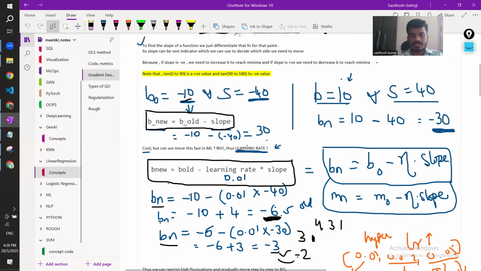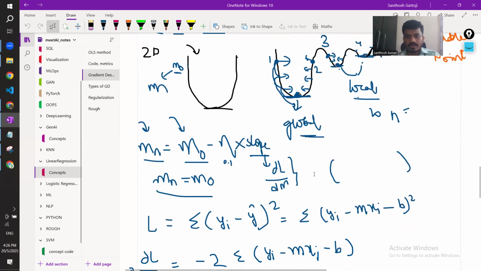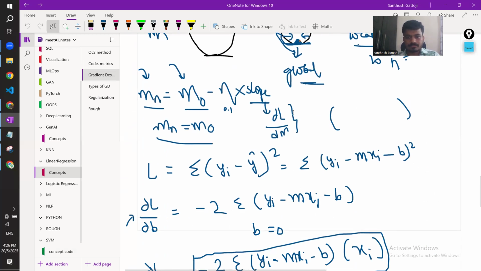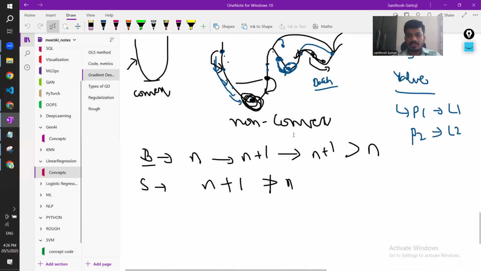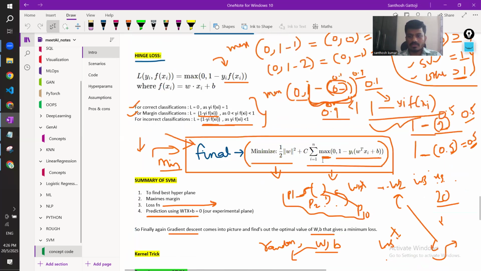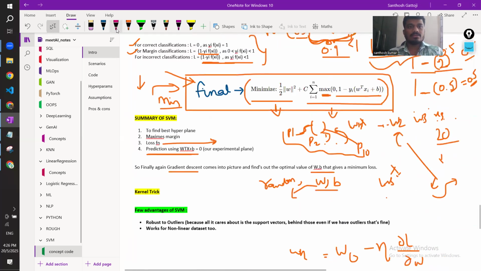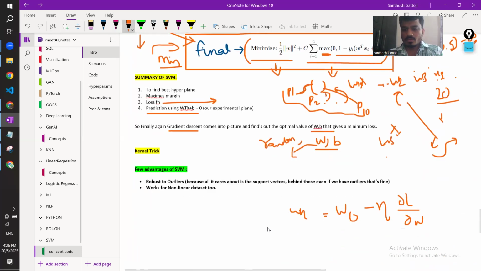That's why I said once you study it, it's the same thing. If you see M and B, M new equals M old minus learning rate into slope. What is the slope? Dou L by dou M. And for B, dou L by dou B. Same thing. The gradient descent concept will not change. So here also, this loss function is the main thing, and our aim is to do this.